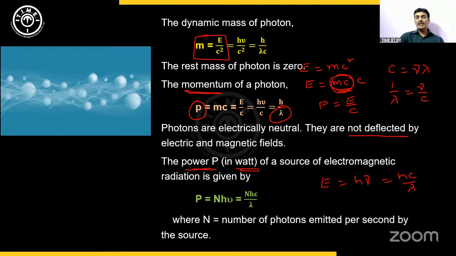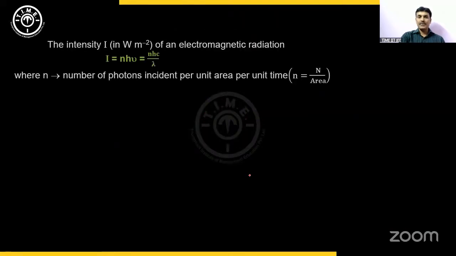Once you are clear with the term power, there is another term related to these electromagnetic radiation sources, that is, electromagnetic waves will have certain intensity. Intensity is defined as energy per unit area per unit time. Energy per unit time is power. So intensity can also be expressed as power per unit area, or energy per unit time per unit area.